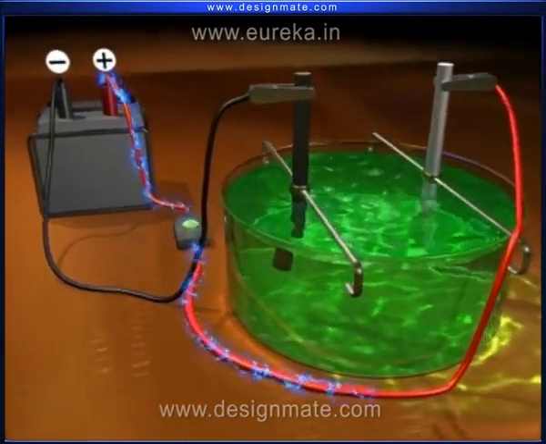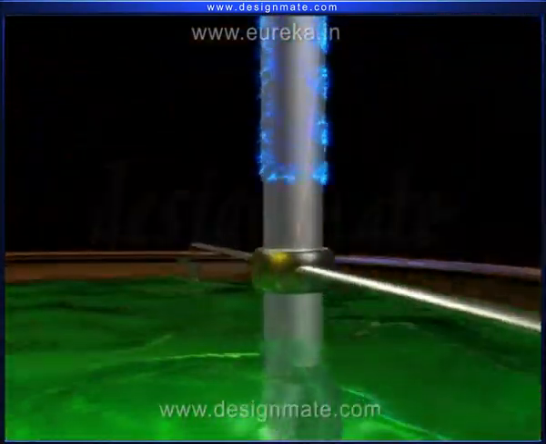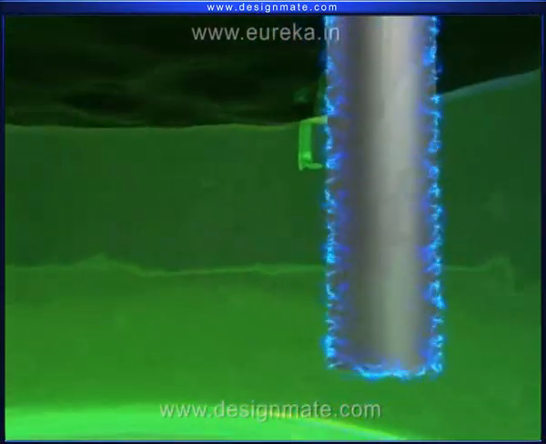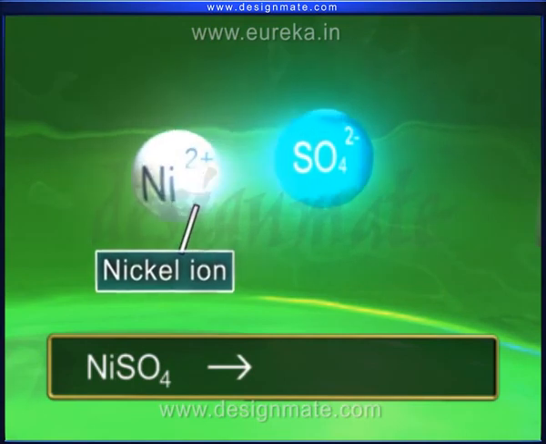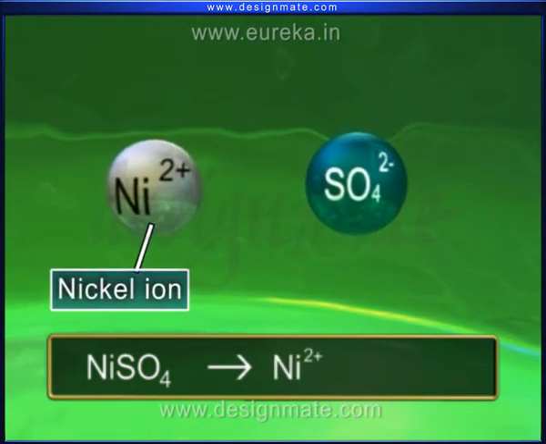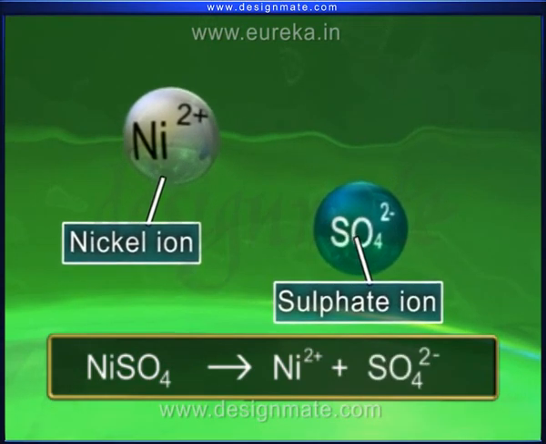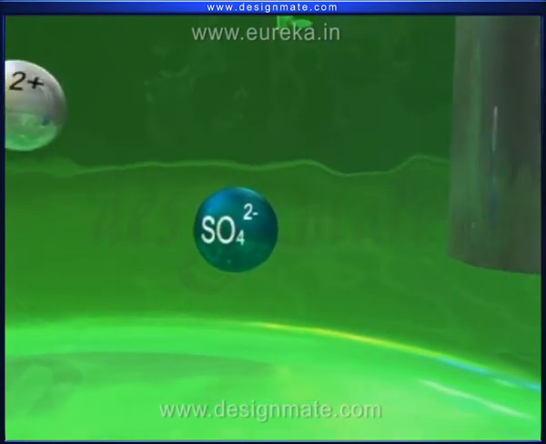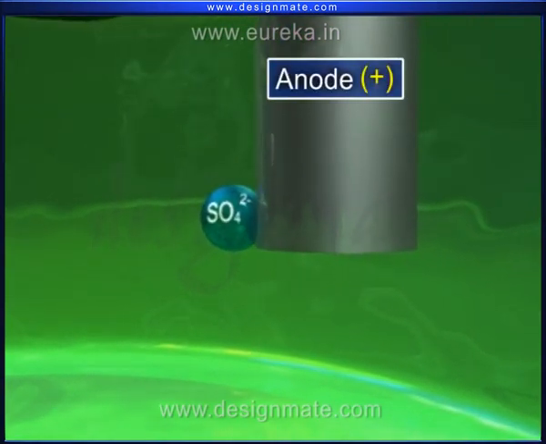Electric current passes from the positive terminal of the battery to the cathode and reaches the electrolytic solution of nickel sulfate. Nickel sulfate splits into nickel ions, Ni2+, and sulfate ions, SO4 2-. Sulfate ions, being negatively charged, move towards the anode, which is a pure nickel metal rod.